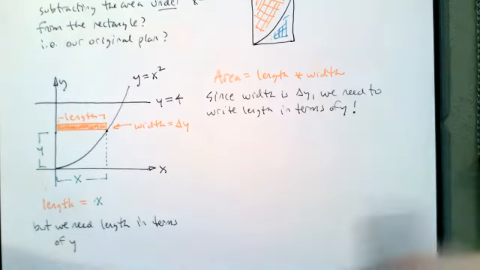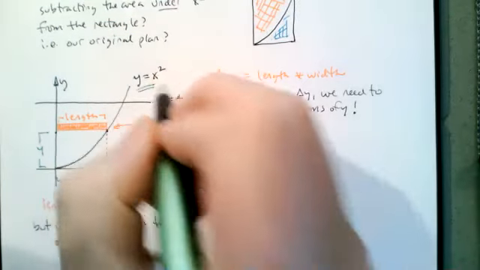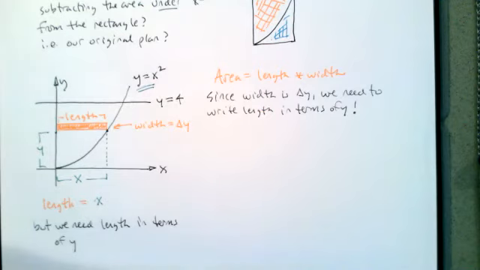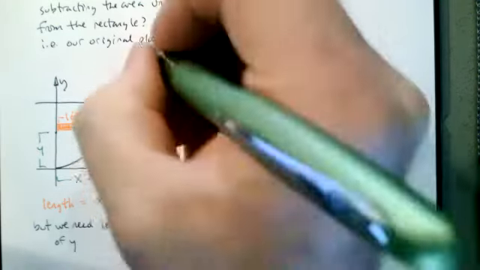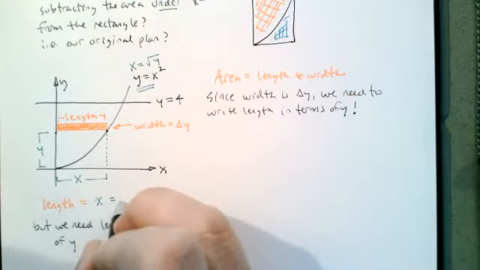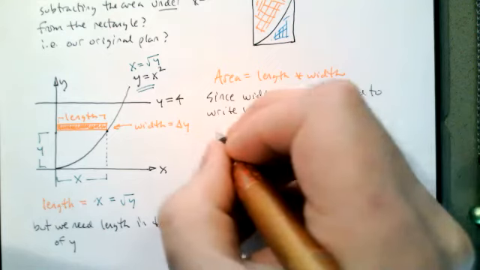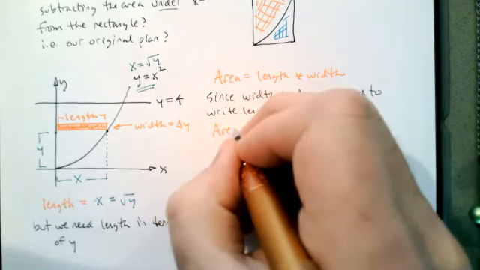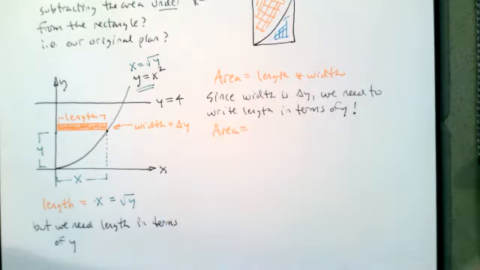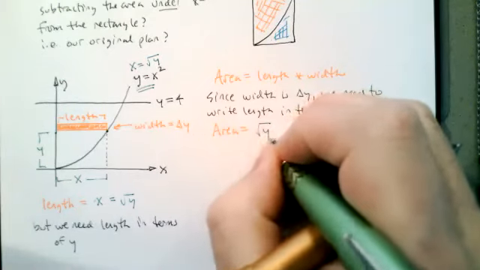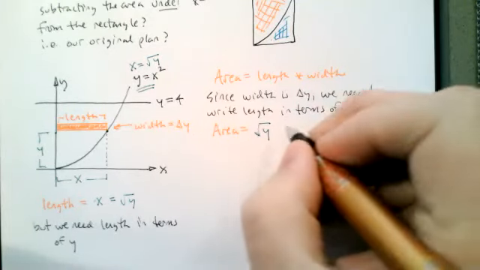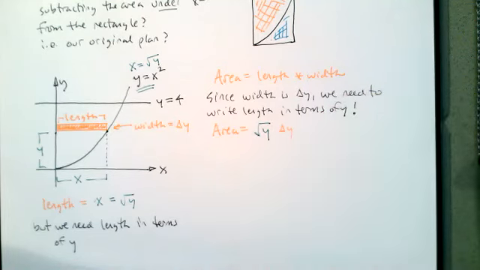So once again, we will appeal to our equation that relates x and y. Since y is equal to x squared, this means that x is equal to the square root of y. So now I can write the length as the square root of y. So the area of the slice is the length, which is square root of y, times the width, which is delta y.